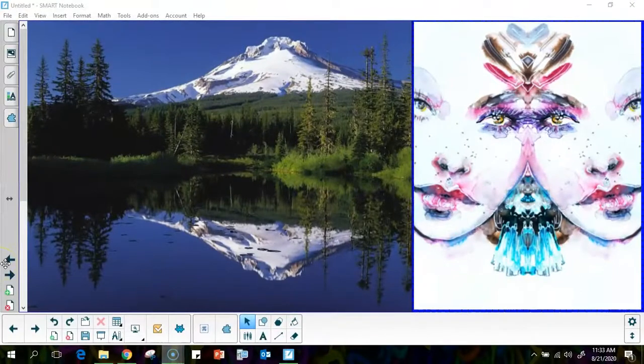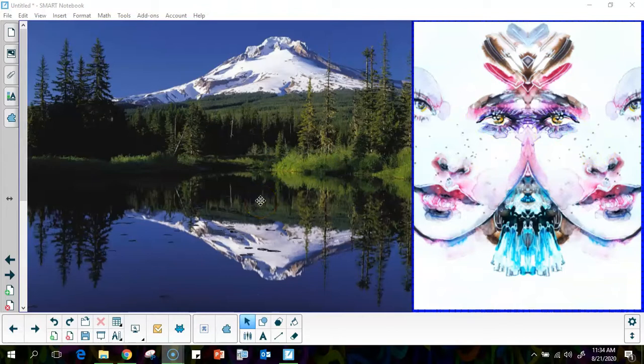So this image on the left is Mount Hood in Oregon, and this image on the right is just a beautiful watercolor image. In both of these pictures, the image has been flipped over a line, and you see that there's a mirror image of it. If you look at the one of Mount Hood here, I love this picture. Mount Hood looks like it has been flipped over, and it's upside down in its reflection in the water. And over here on the right, this watercolor image, this face looks like it's been flipped over, and there's a mirror image of it on the right side from the left side.